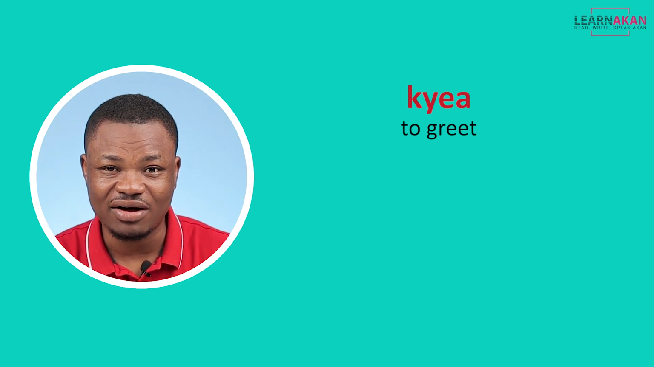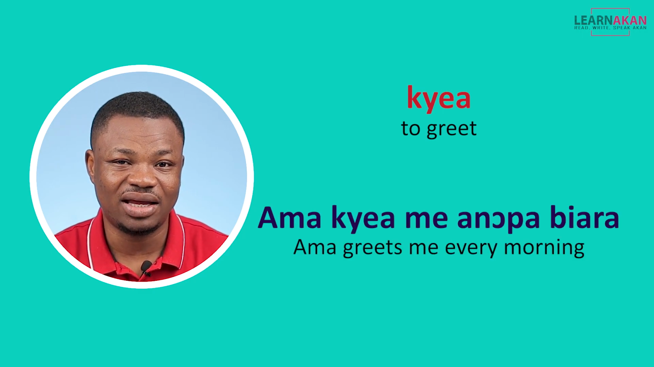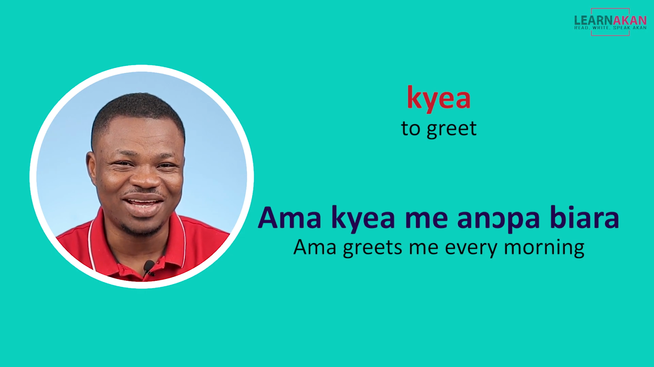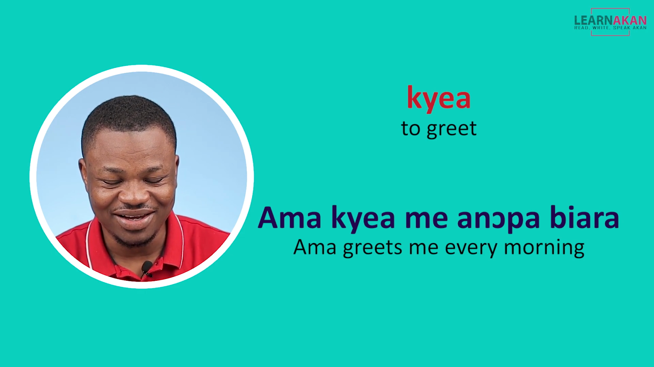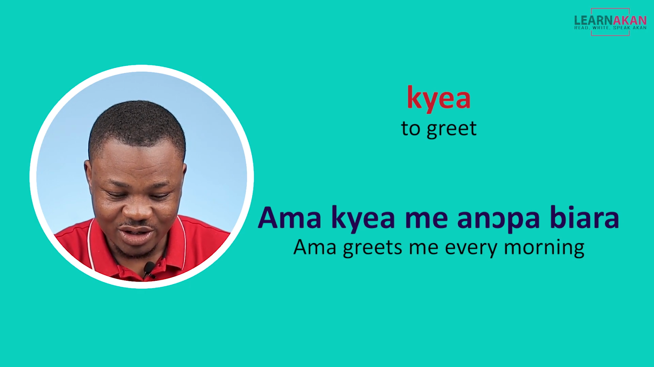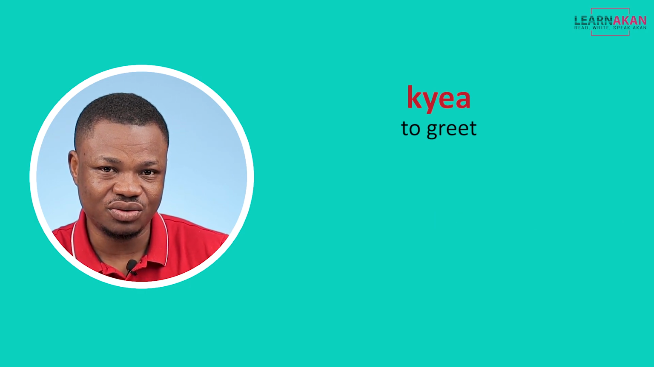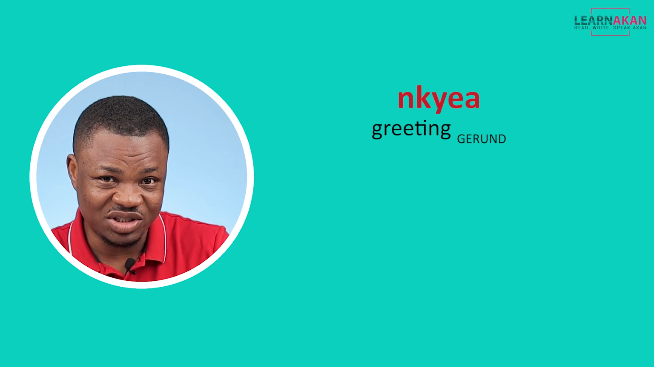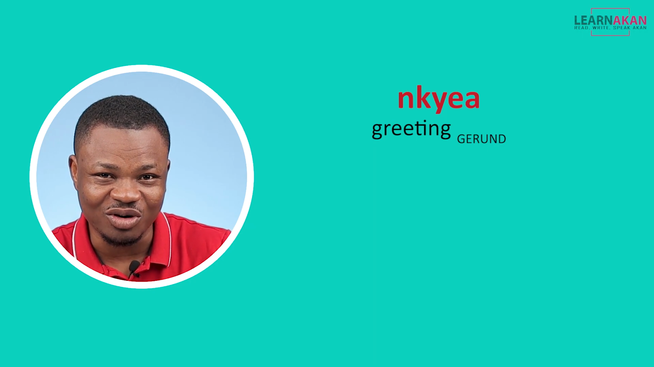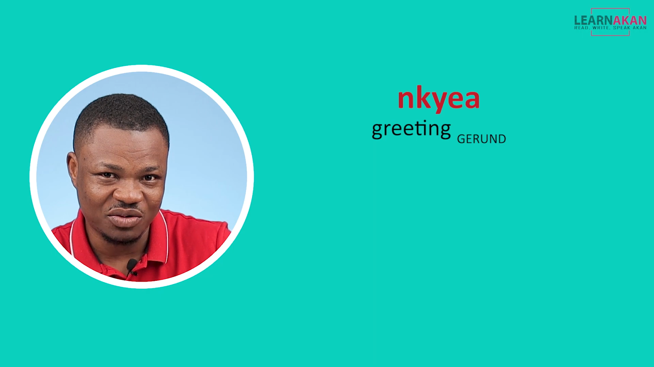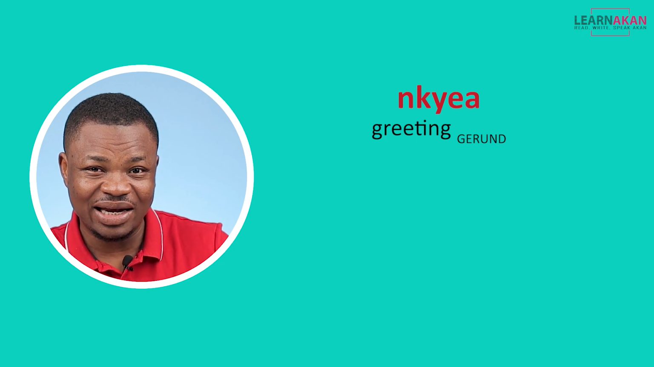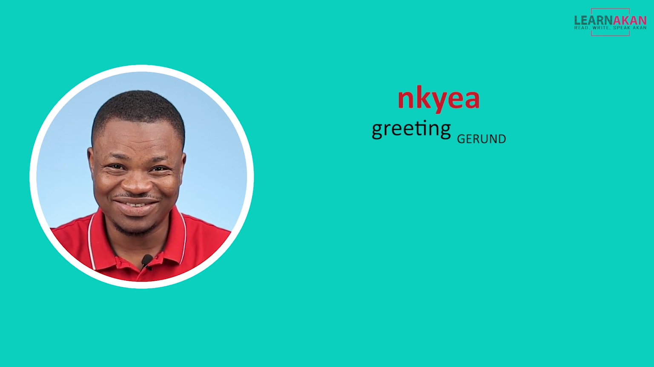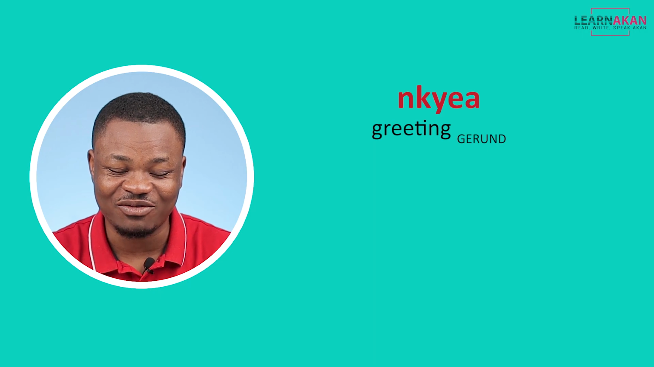As an example, we can have ama kyea me anopa bia. Ama kyea me anopa bia, okay? So this kyea, which is to greet, which is a verb, if we put n before the same kyea, we get the noun form of it. Okay, so we have kyea, which is to greet, but if you put n before that, you get nkyea, which is greeting as a noun. Okay, so the act of greeting, we have nkyea.